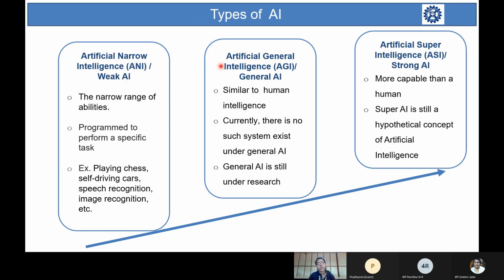The next AI is general AI, also known as artificial general intelligence. It is similar to human intelligence, but it is still under research. The next is artificial super intelligence, that is strong AI. It is much more capable than humans, and this is basically a hypothetical concept of artificial intelligence. One example I can give is the killer robot in Terminator 2, which we can say is an example of strong AI.